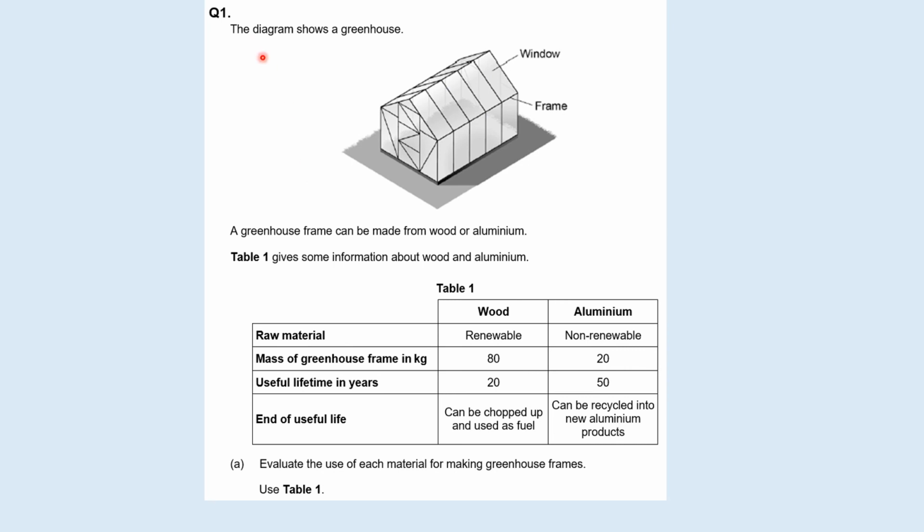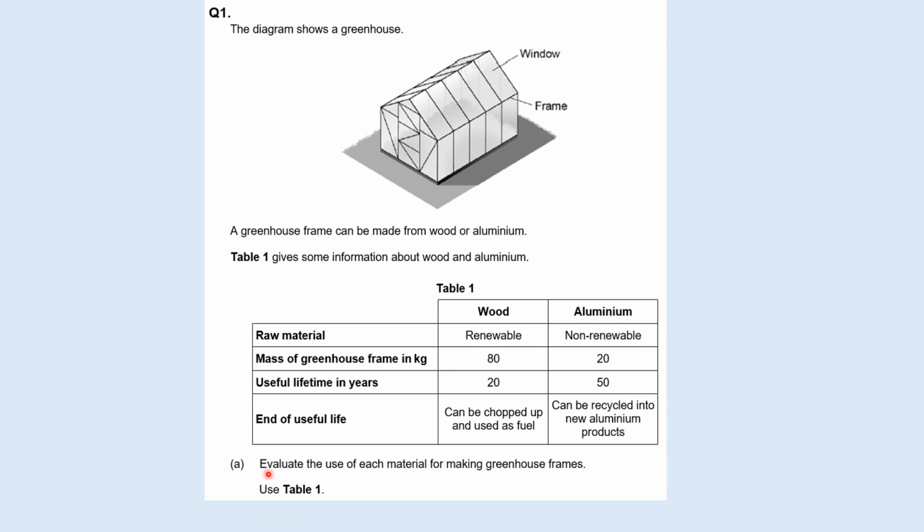Right, so here we go. Greenhouse, lovely, nice picture of a greenhouse. It could be wood or aluminium. Table 1 shows some information, lovely, there's some stats, I'm sure you can read that. Evaluate the use of each material in making greenhouse frames. Whenever you see this word, it's likely to mean you're going to be doing a long answer question. I've chopped off the lines. This is a long answer question.